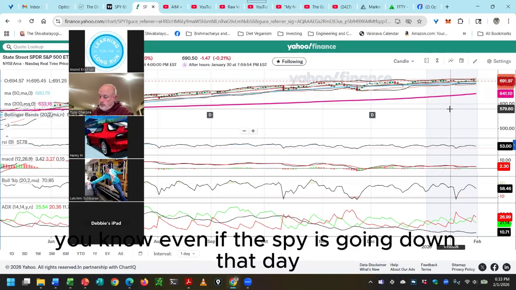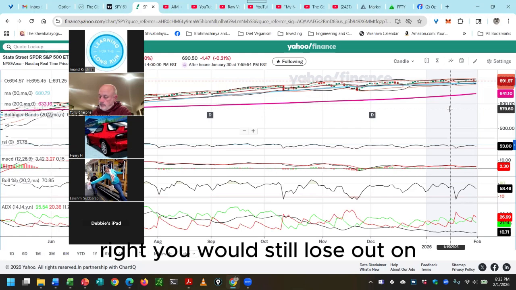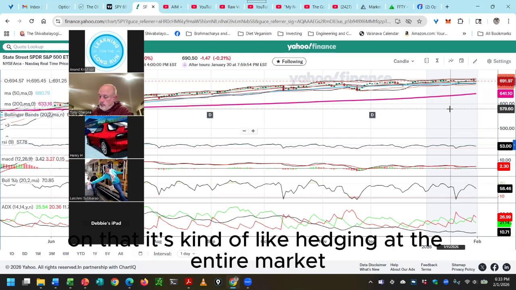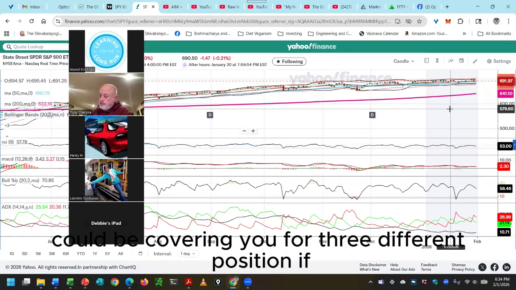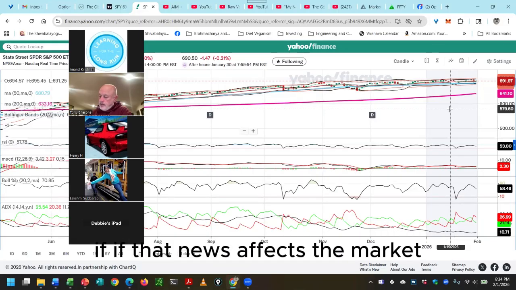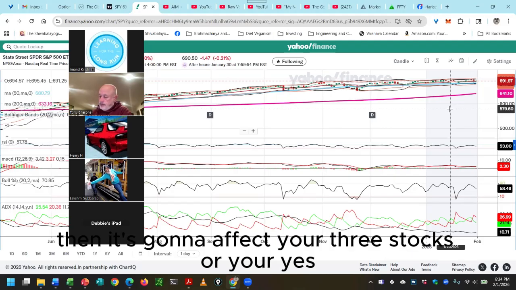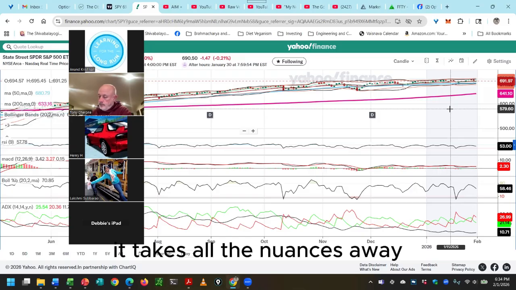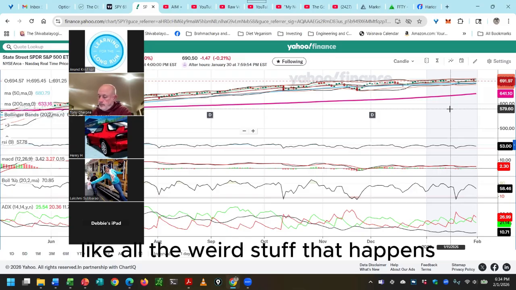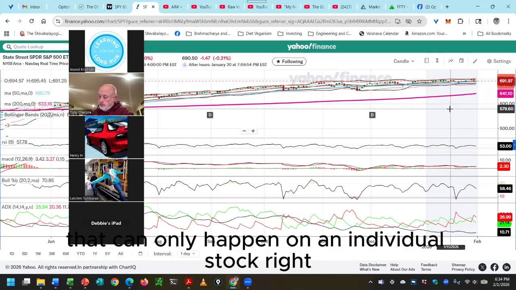Then, even if the SPY is going down that day, you'd still lose out on that. It's kind of like hedging the entire market. So since that one put could be covering you for three different positions, if that news affects the market, then it's going to affect your three stocks or holdings. So it takes all the nuances away, like all the weird stuff that happens, like insider sales, that can only happen on an individual stock.